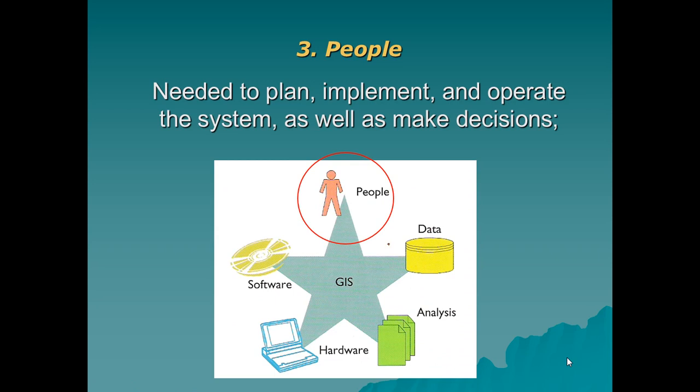People. We need people at every stage of the geographic information system. We need people to plan, to implement and to carry out the operations. People need to be involved in planning for the GIS development, identifying the data that is needed, collecting the data, integrating and inputting the data into the GIS system, using the data, performing the analysis, and preparing the output. So people are critical to every part of this geographic information system.